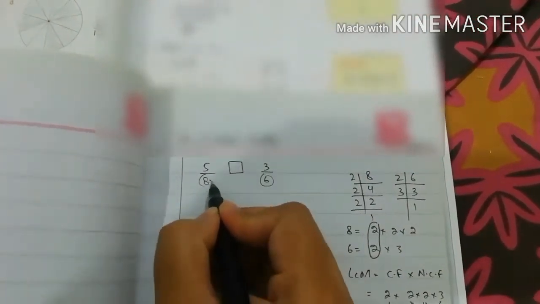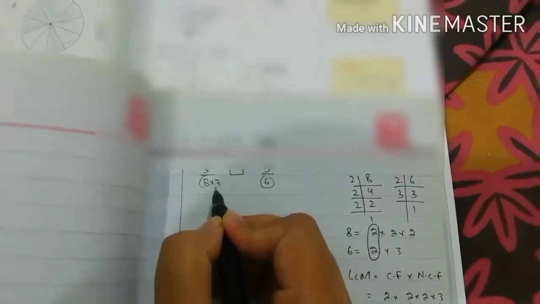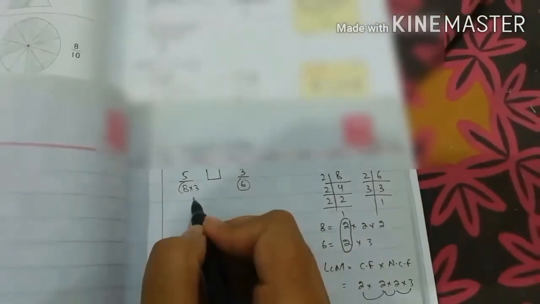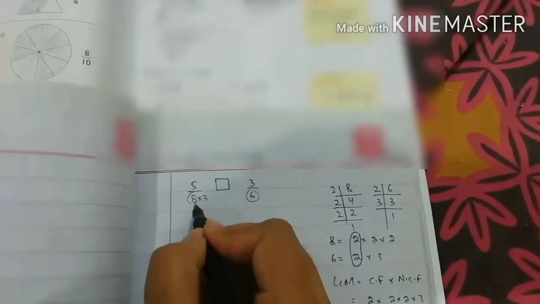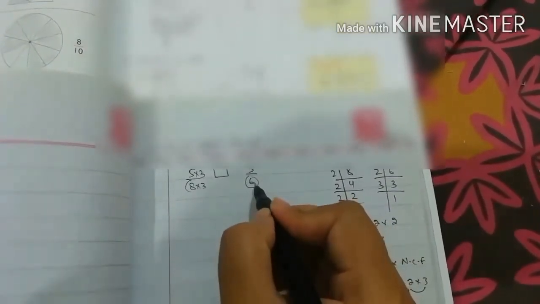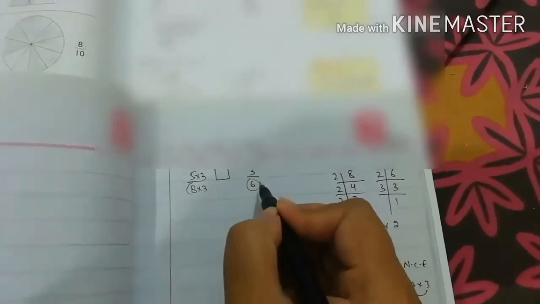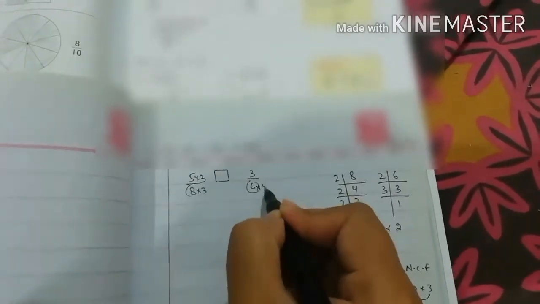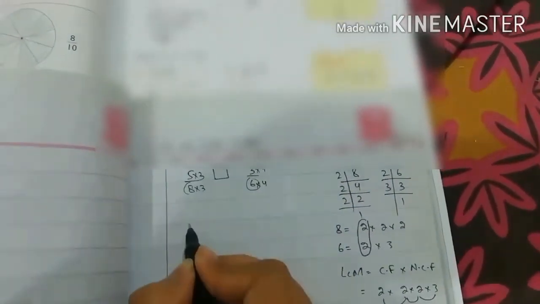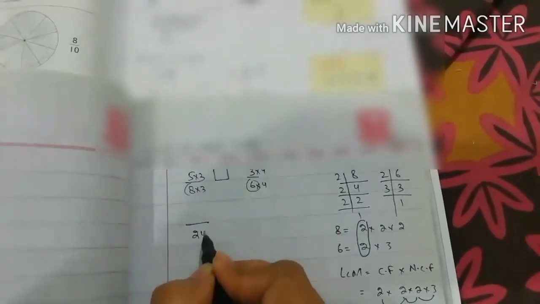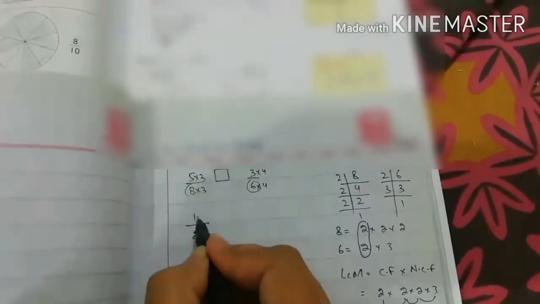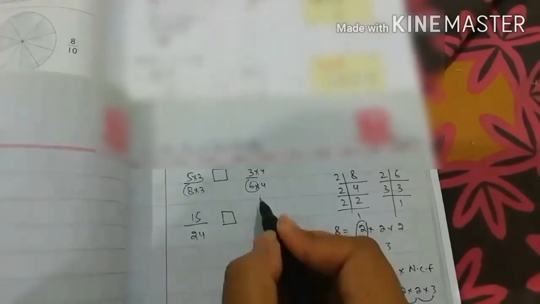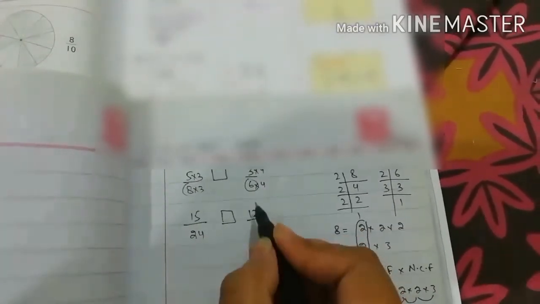First we will multiply by 3, 8 3s are 24, and multiply by 3 both numerator and denominator. And here 6 multiplied by 4 is equal to 24. So multiply both numerator and denominator by 4. So 8 3s are 24, 5 3s are 15, 4 3s are 12 and 6 4s are 24.